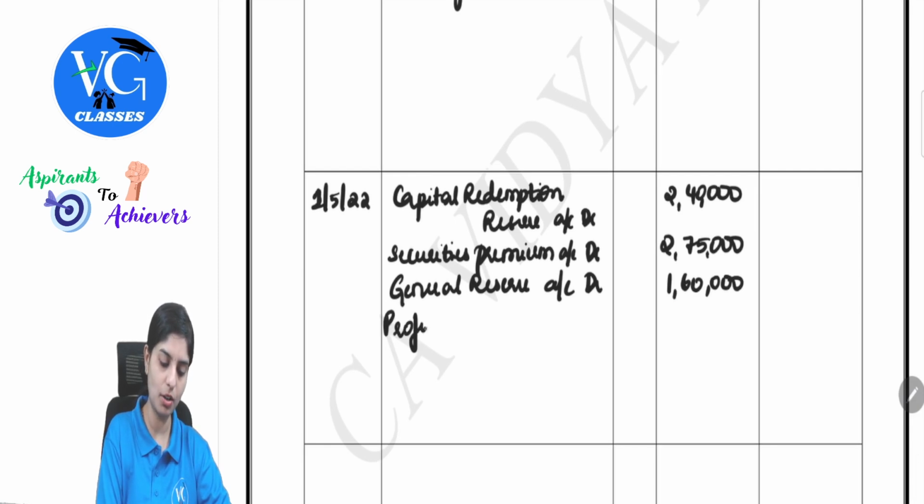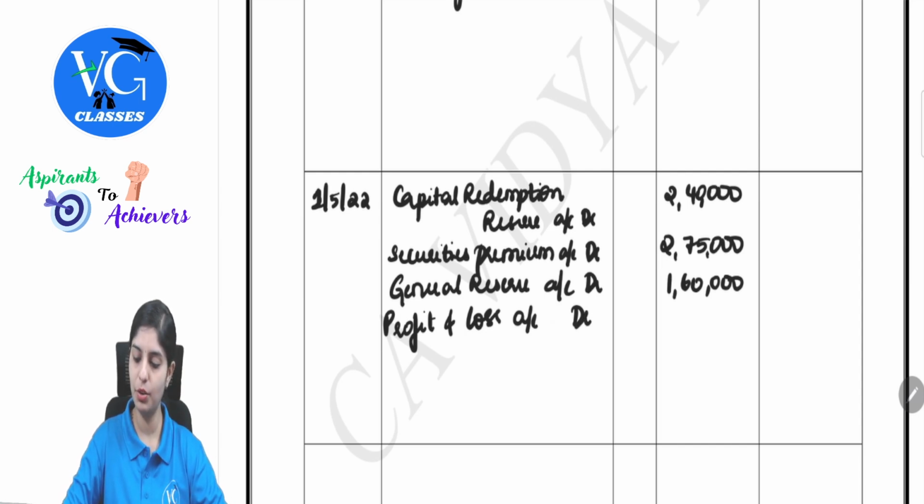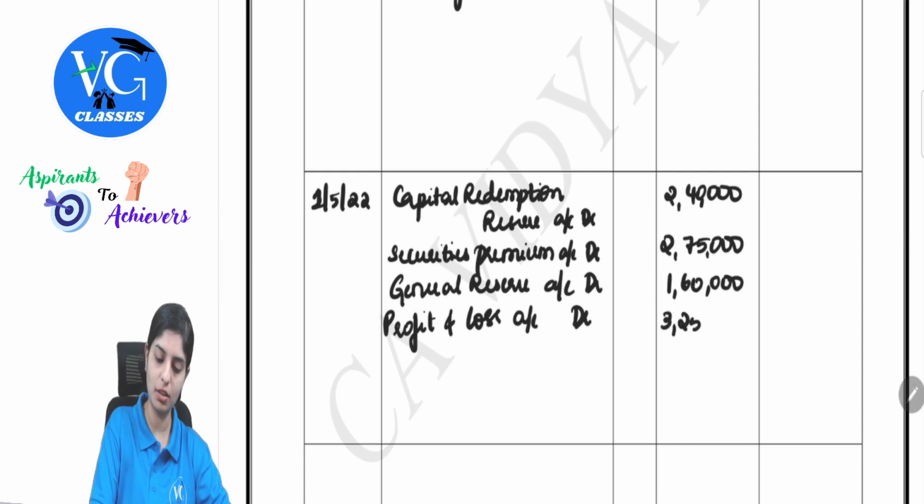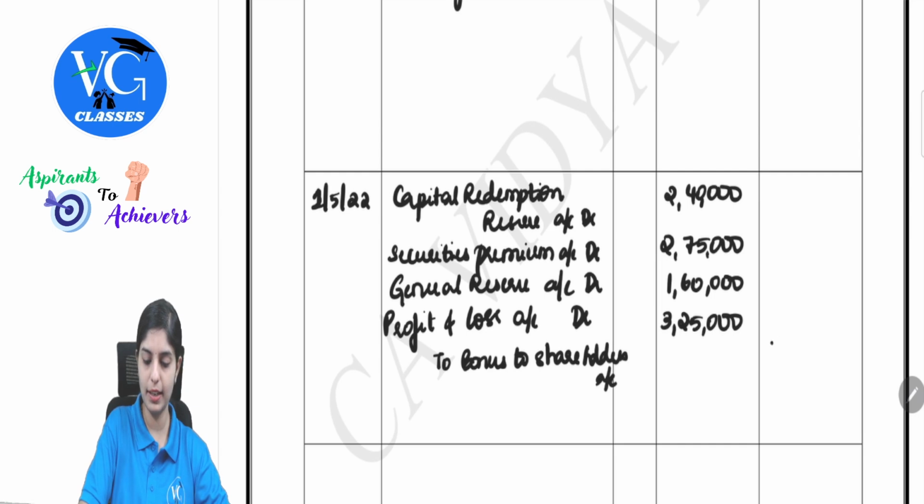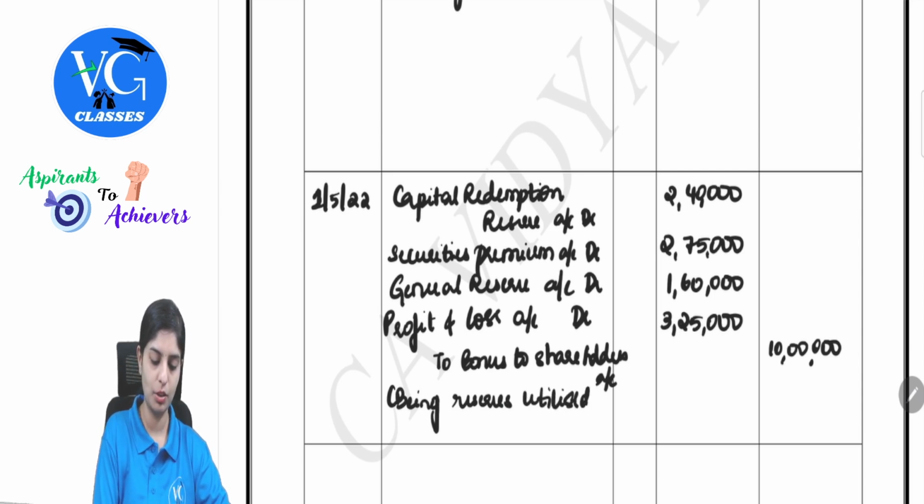Then profit and loss account. 10 lakh was the requirement. 2 lakh 40 plus 2 lakh 75, 1 lakh 60, 6 lakh 75 is already taken. Balance from profit and loss account 3 lakh 25,000. To bonus to shareholders account. Total is 10 lakh. Being reserves utilized towards bonus issue.